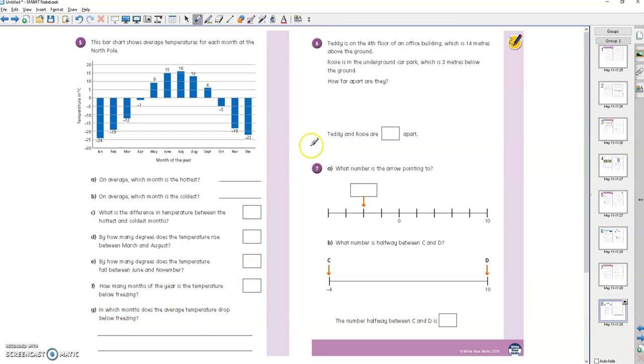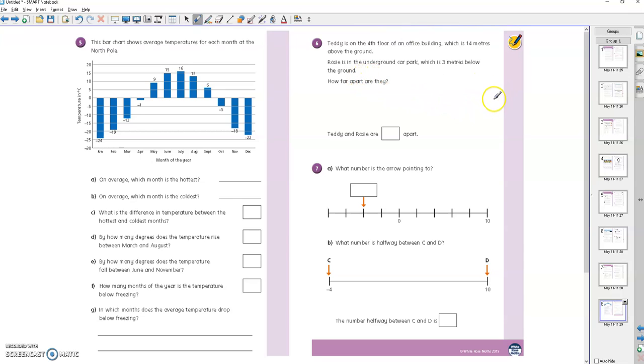Okay, have a little think about that. In 6, Teddy is on the 4th floor of an office building, which is 14 metres above the ground. So you might say it's like +14. And Rosie is in the underground car park and she is 3 metres below the ground. How far apart are they?